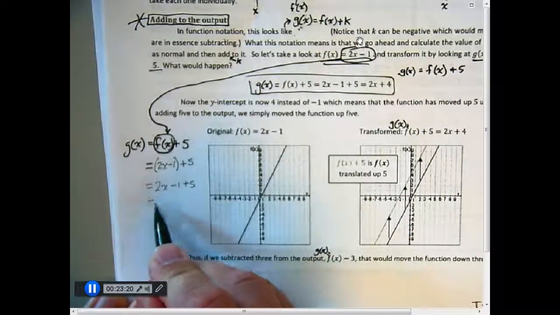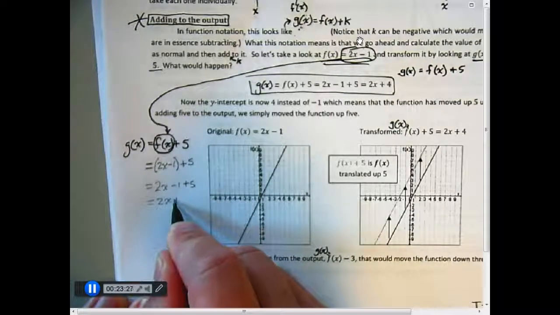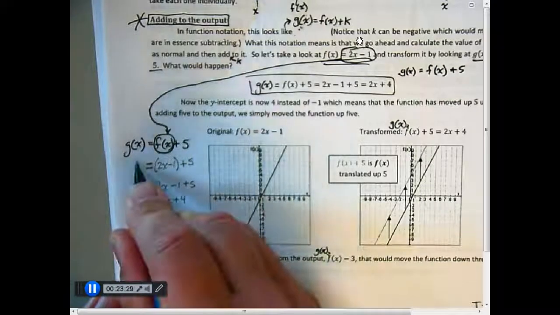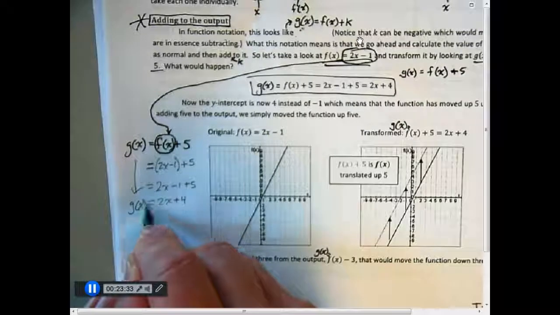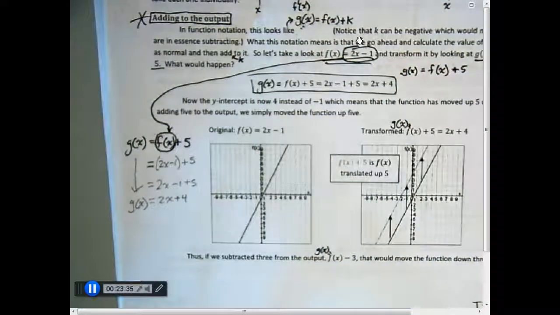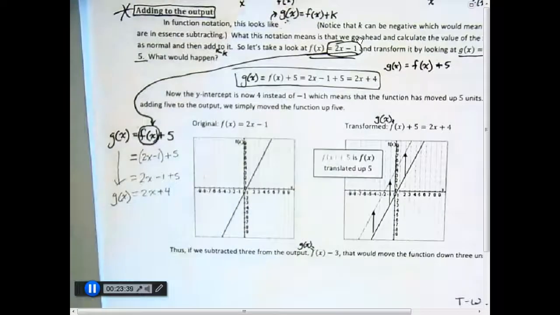And that actually gives me 2x plus 4. So my new function, g, is 2x plus 4. Okay, how many are with me so far? Okay, any questions so far? Yes?